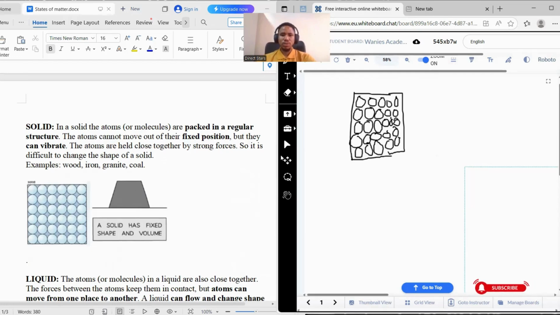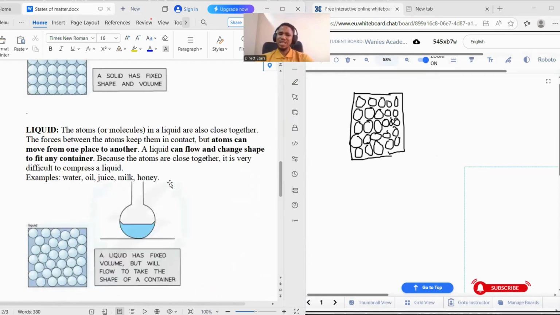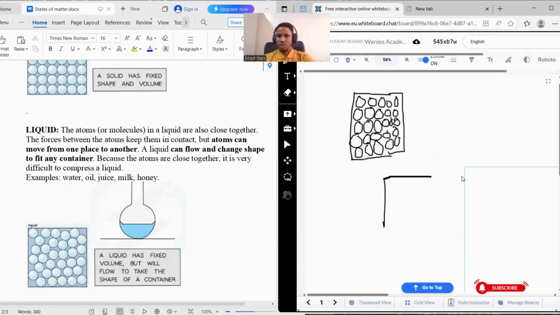Now let's go to liquid. The atoms in liquid, yes, they are closely packed too. Why do we call it closely packed? Closely packed means they are close together too. But they are not in a fixed position. We can see the difference now. They are not in a fixed position.